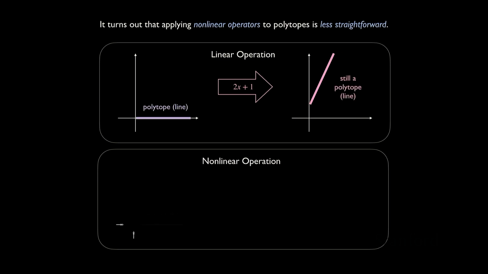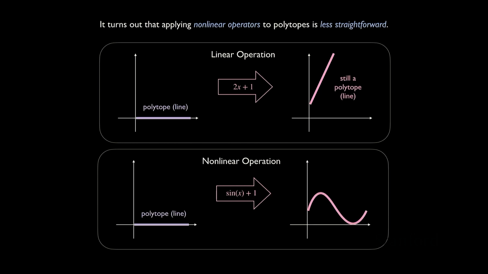But now let's imagine that we have the same polytope or line segment, and we apply some nonlinear operation to it, so maybe we take the sine of x plus 1 or something like that, and then we get this set out. That's definitely not a polytope anymore. And in fact, it's not even convex, because we're able to take 2 points in this and draw a line between them, and the line does not lie in the set, and so this is non-convex.